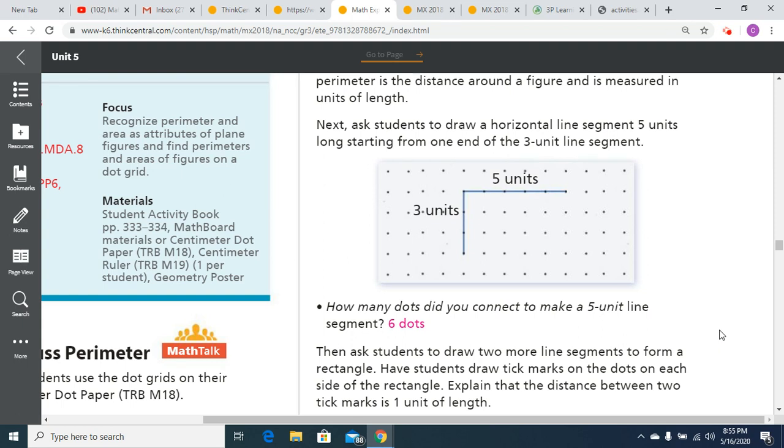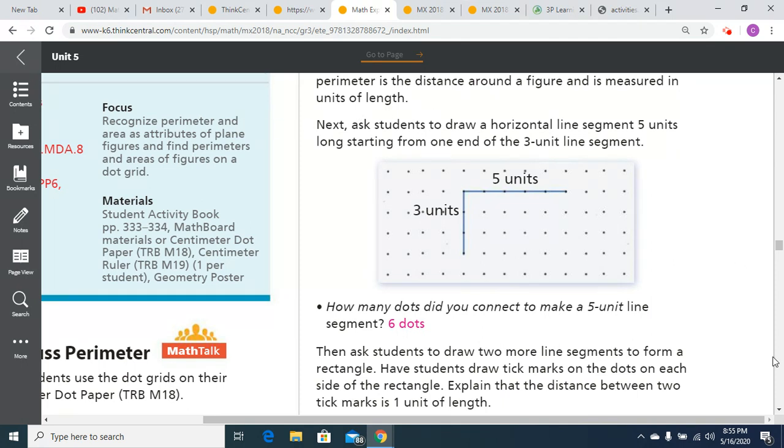Now, I am going to be teaching you how to find perimeter in a shape or figure. But before I do that, I want us to remember what perimeter is from the video that we watched before. Perimeter is the distance around the figure and is measured in units of length.